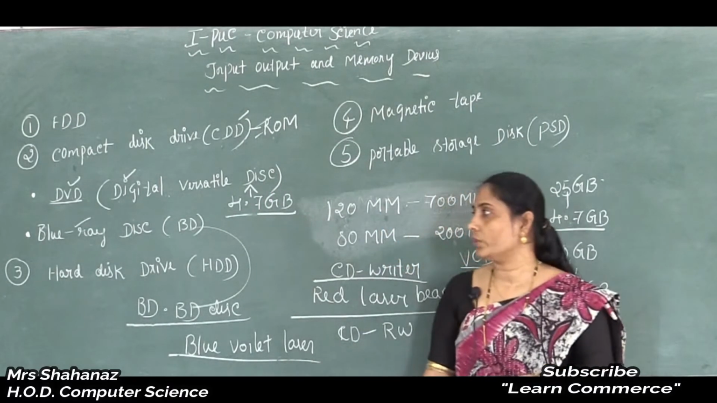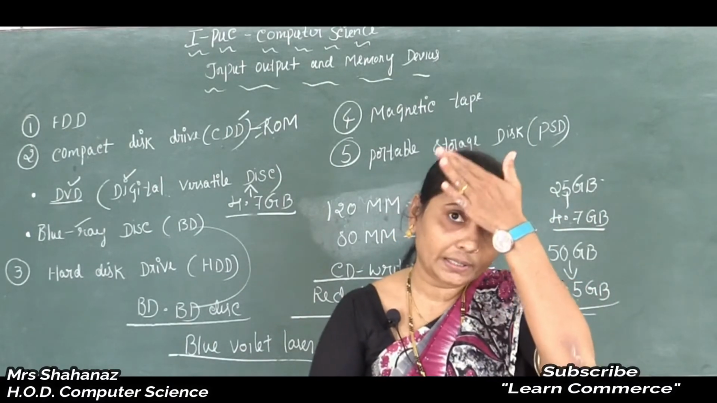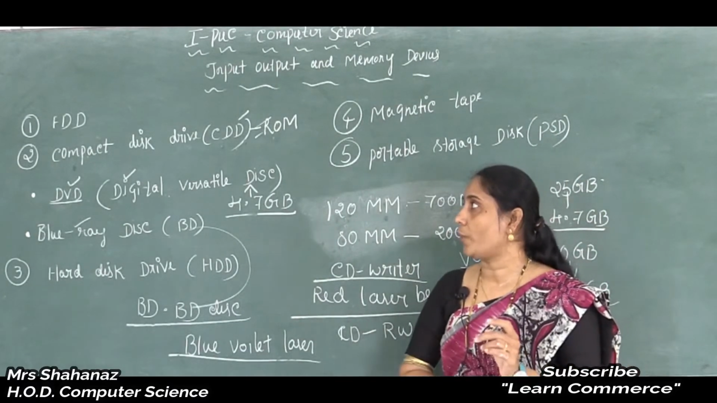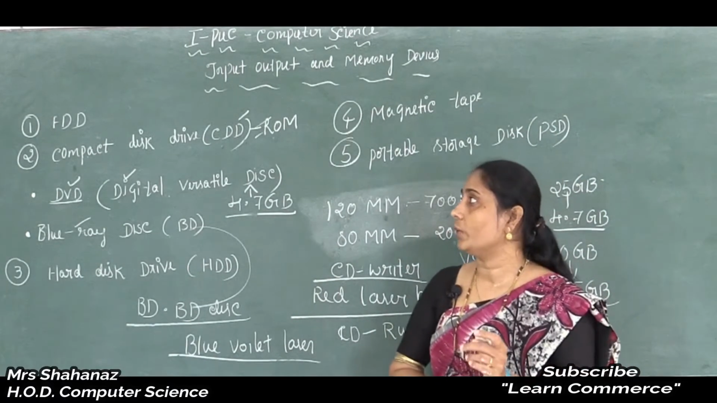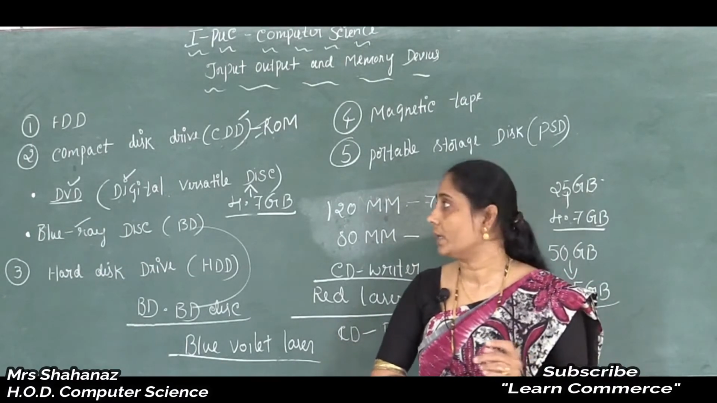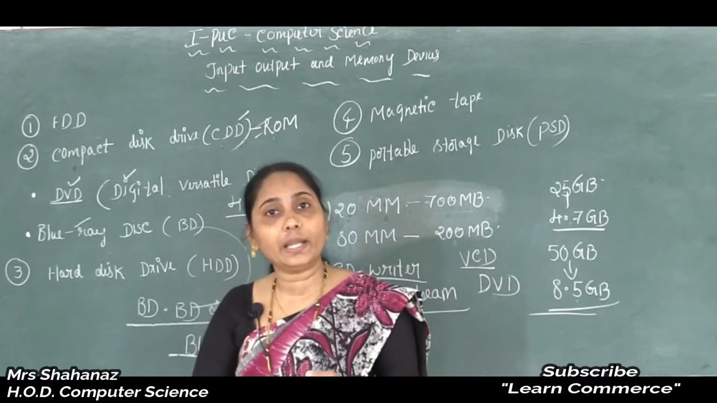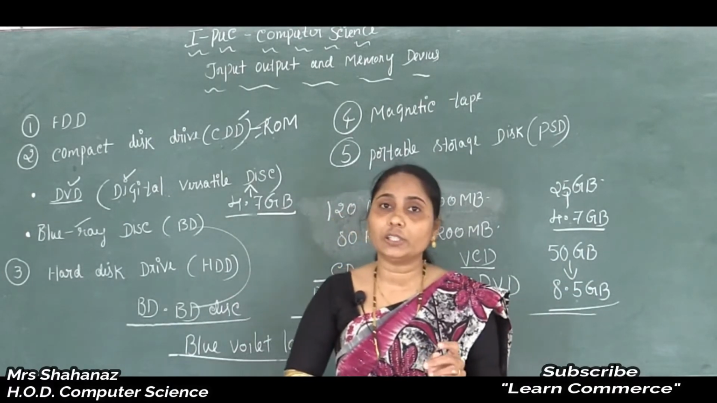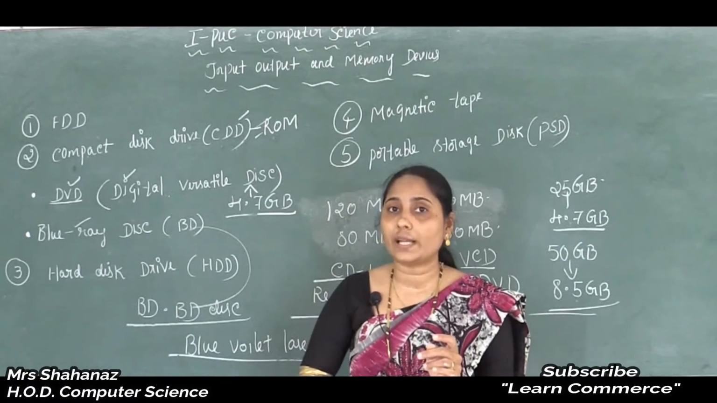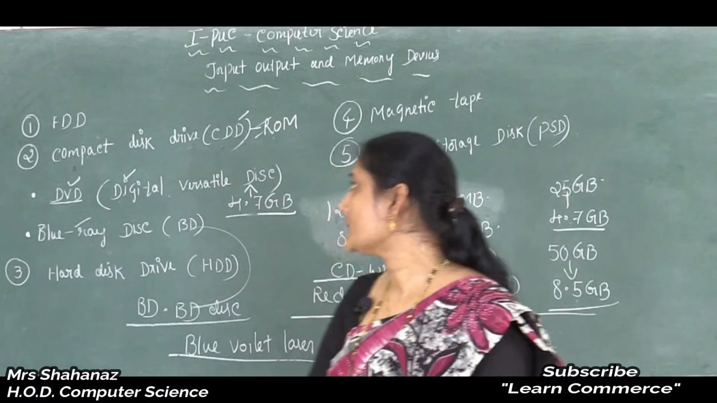Okay, now we know some information about the FDD, that is the floppy disk drive, and also some information about the compact disk read only memory. We use the red laser beam to store the data here. The full form of the DVD is digital versatile disc or digital video disc, and we can store much more information when you compare it with the CD.